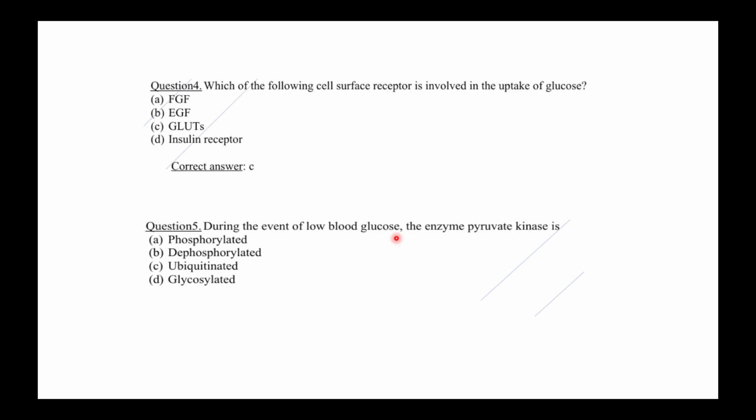Now, during the event of low blood glucose, like we just brushed up on in the previous slide, the enzyme pyruvate kinase, when the blood glucose level is lower, what happens? Can anyone recall?